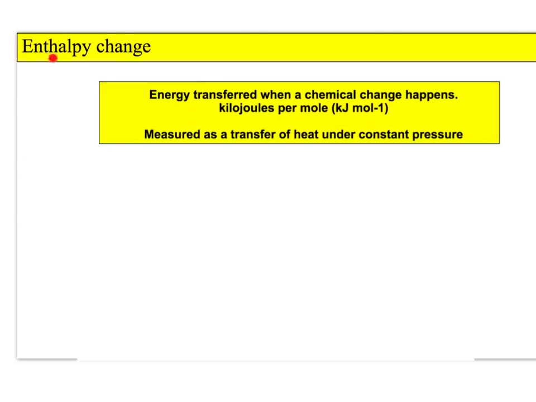Okay, new word. Enthalpy. So enthalpy is the energy transferred when a chemical change happens. It's measured in kilojoules per mole, kJ per mole. That should be a superscript there. It's measured as a transfer of heat under constant pressure.